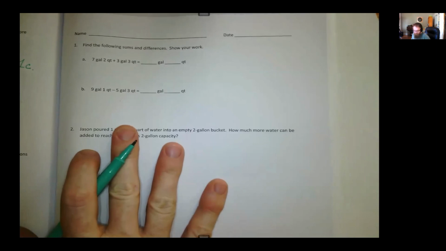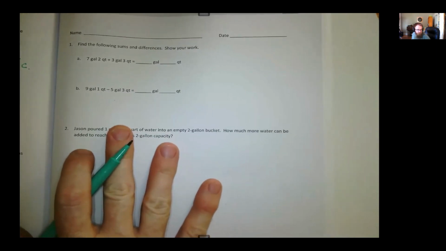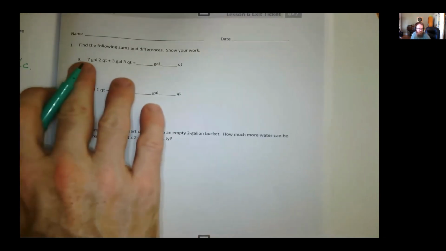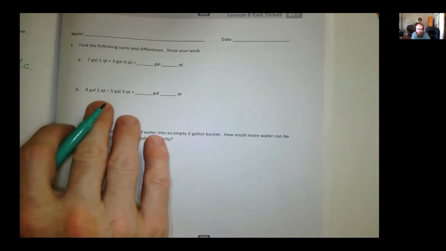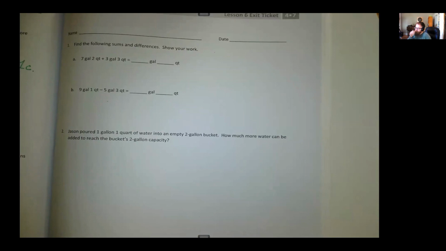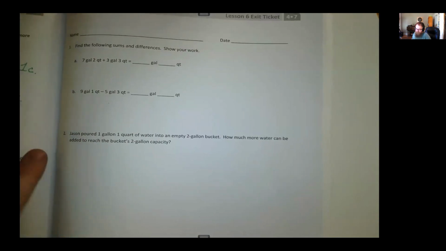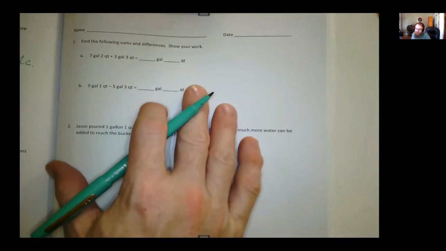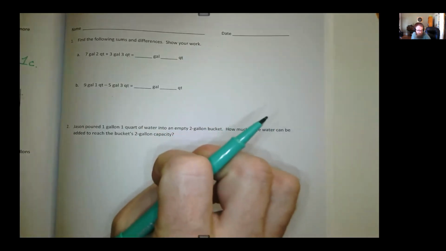The exit ticket is on page 145. We'll do this tomorrow. You're finding sums and differences, just like we did. If you were watching the procedure carefully that we just practiced several times, use your conversion chart to help you. It's just kind of like solving a puzzle, working backwards.